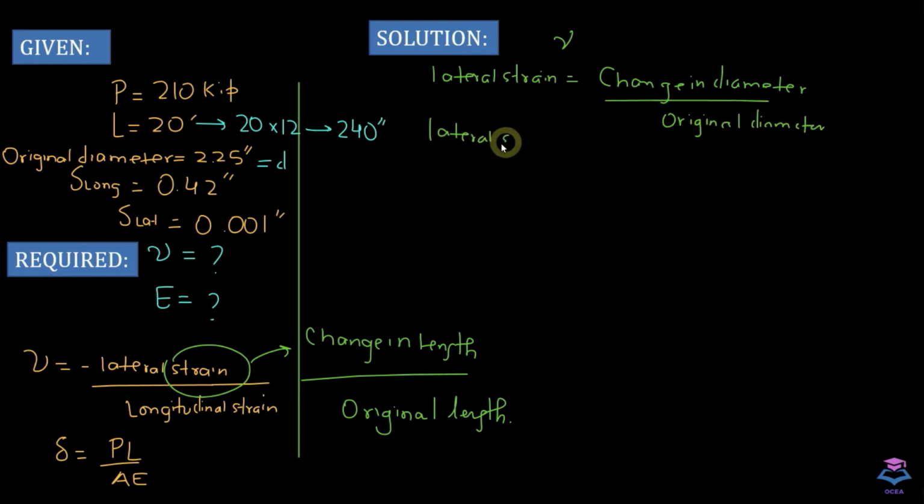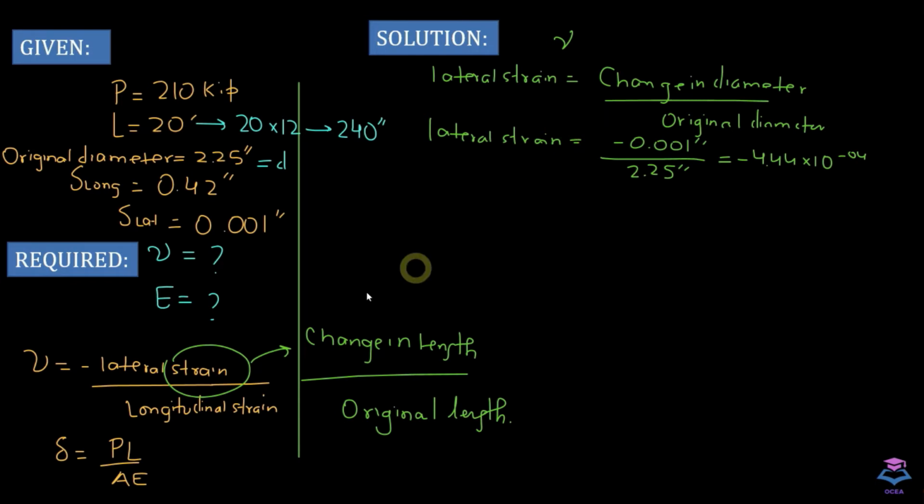And the change in diameter is nothing but the deformation that is occurring in lateral direction. Change in diameter is equal to minus 0.001. The minus sign here indicates that the diameter is decreasing, and the original diameter is equal to 2.25 inches, and if you calculate it, it is equal to minus 4.44 raised to the power minus 4.